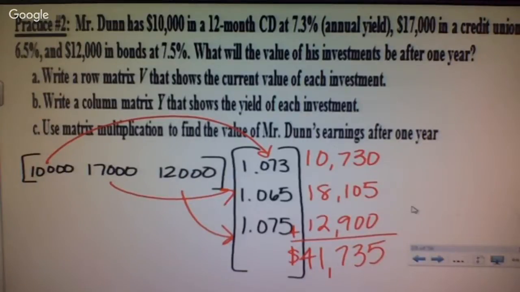If I switched it up and I said, how much did he make in a year? We'd have to subtract what he originally invested to see how much it actually increased. Okay. So just be very careful on what it asks for.